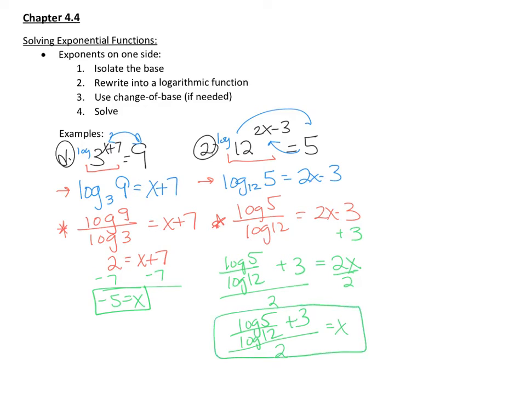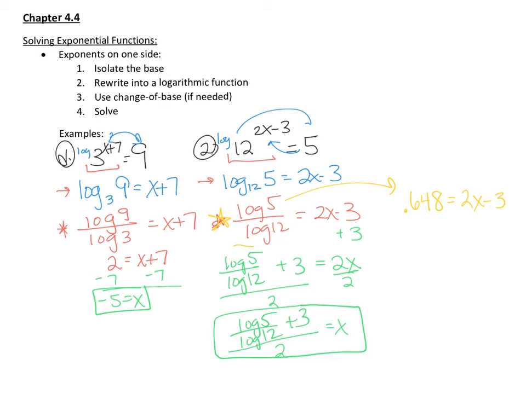Now, for me, it's just as easy to go ahead and type it in. If they do not tell me to leave it in terms of log, instead they're going to tell me how much to round to. They'll say round your answer to the nearest hundredth or something like that. Then what they want me to do, just like in the last problem, is type this into the calculator. So typing in log 5 divided by log 12, I would get about 0.648 equals 2x minus 3.